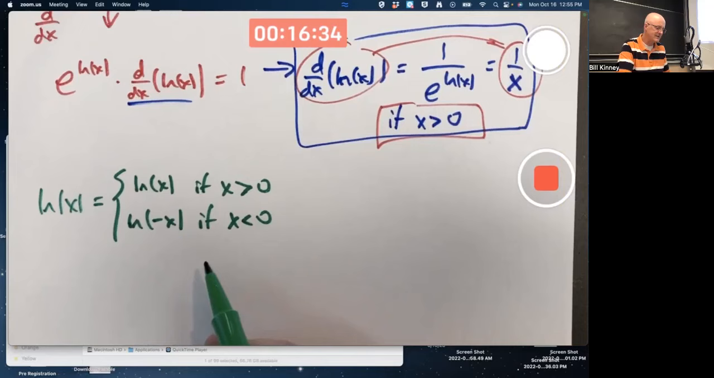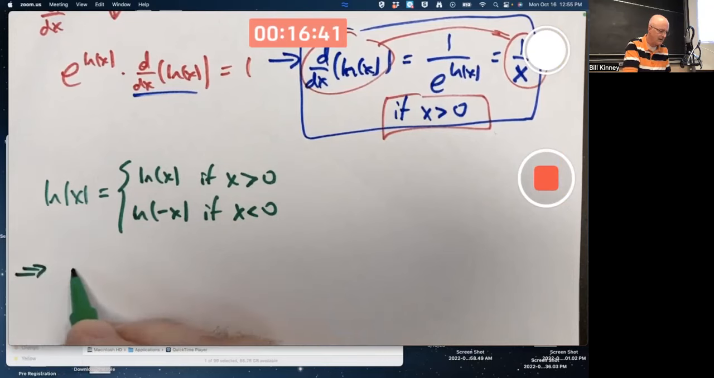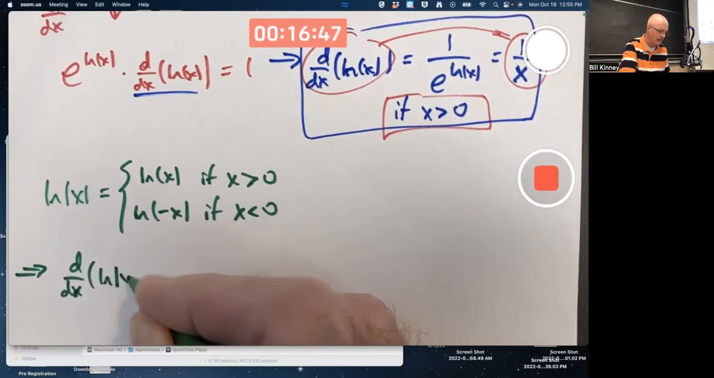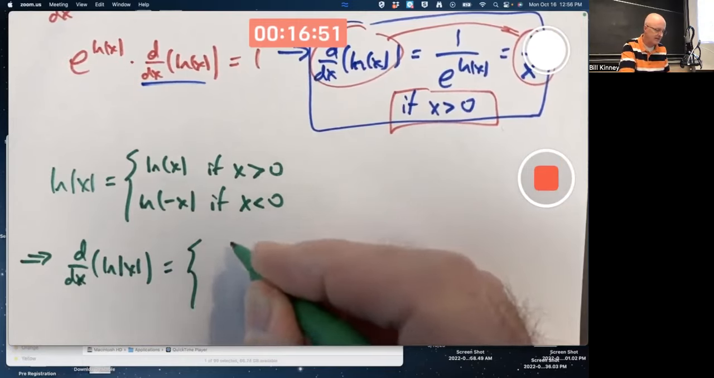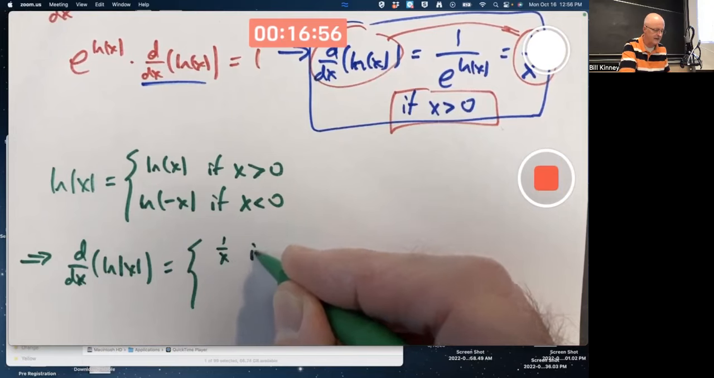So because it's a piecewise function defined over these two different domains that are actually separated by x equals 0, that means we should think about the derivative piecewise as well. If x is positive, it's the derivative of natural log of x, which we've just figured out is 1 over x.